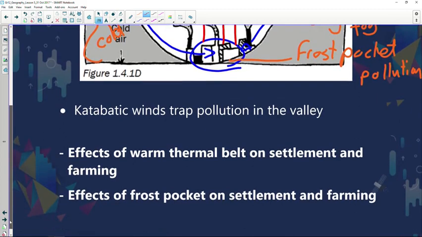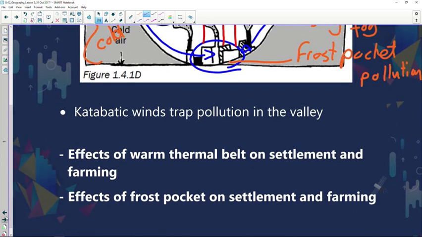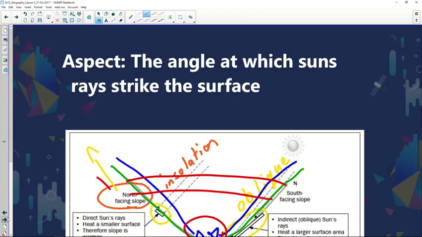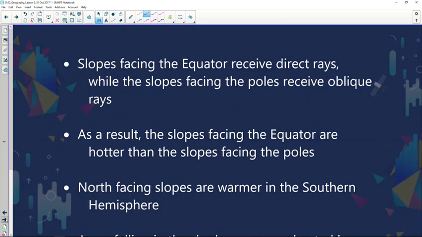Now, as you can see, the frost pocket that we discussed, the effects it will have on it. Aspect, very importantly, because we live in the southern hemisphere, we build our houses on the north-facing slopes. Why? Because of direct insolation, warmer conditions. As you can see, the slopes facing towards the equator receive direct rays. Now, the slopes facing the polar regions, oblique rays.